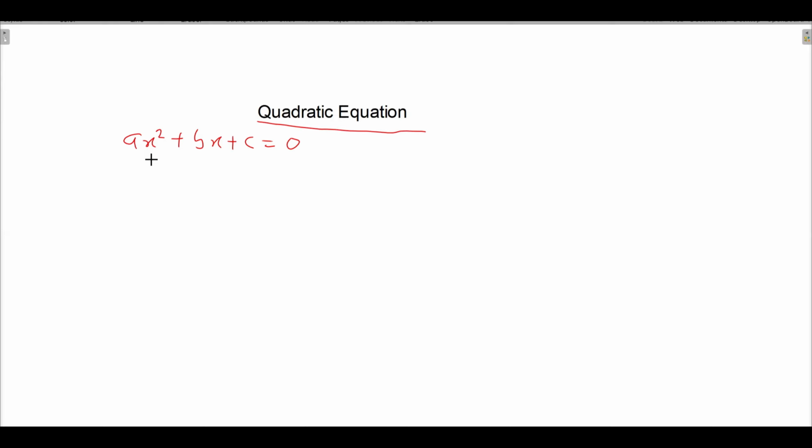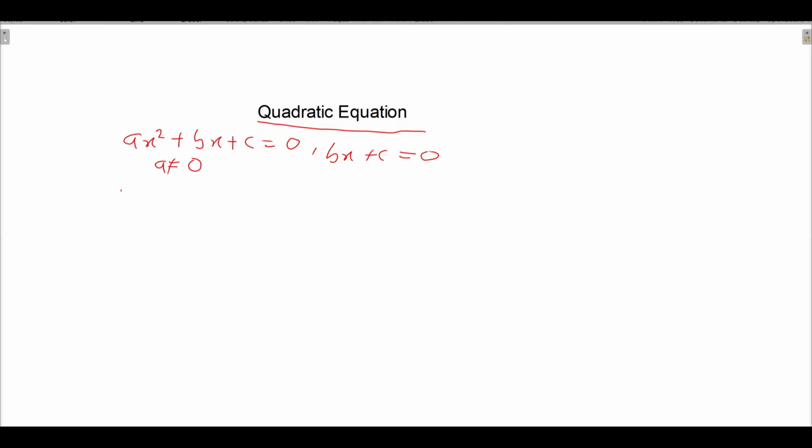Now, for this equation to stay true as quadratic, the value of a, which is the coefficient of x squared, must not be equal to 0. Because immediately a is equal to 0, the equation becomes linear. We have something like bx plus c equals 0. So it becomes a linear equation. So for it to stay a quadratic equation, the value of a must not be equal to 0. So what are the ways to solve a quadratic equation if we have it in this form?